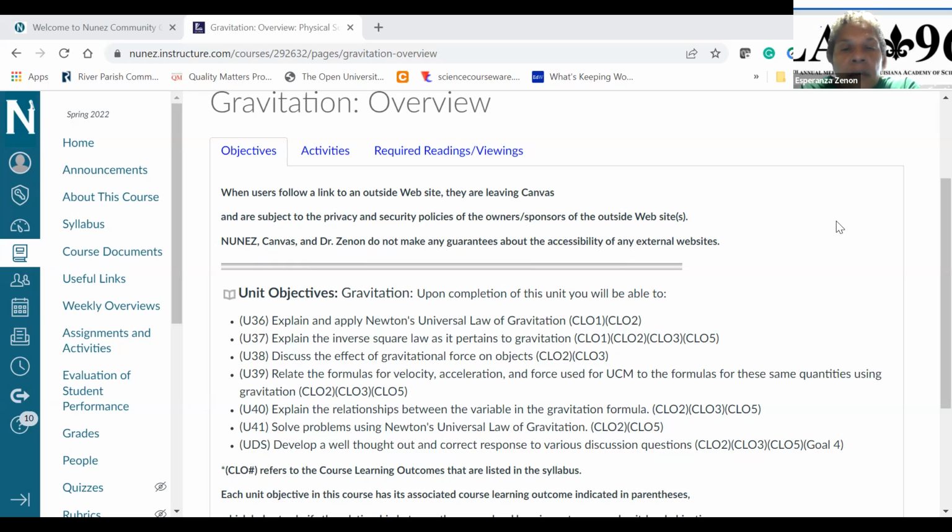So today, my goal is to introduce you to the law. And then on Thursday, we'll solve some sample problems using the law of gravitation. And also, we'll look at the relationship between our circular motion formulas and this new gravitation formula, okay? So that's where we're going this week.